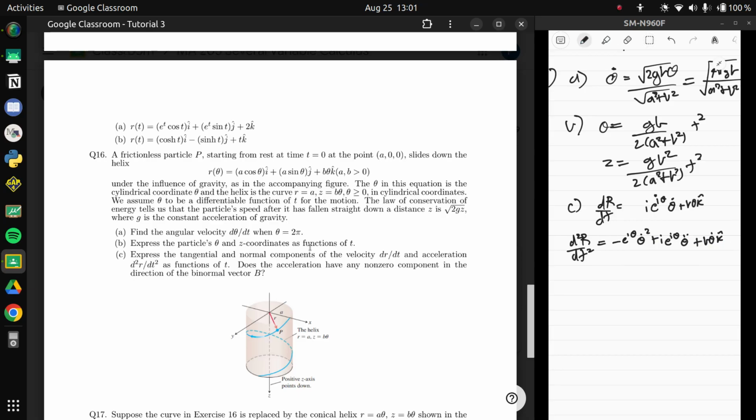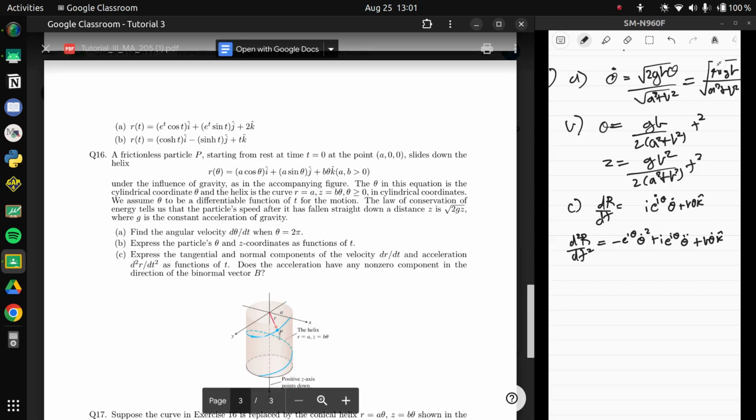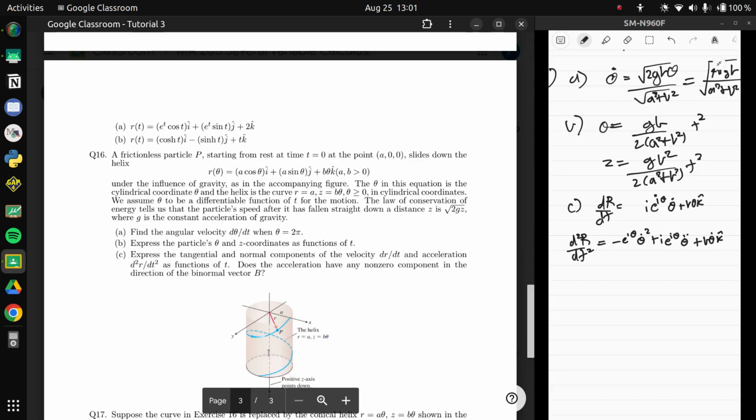I suppose when they said normal and tangential component, what they're asking is the component that is tangential to this surface, something like that. I have no idea what they're talking about. Sure, I'm just writing these as functions. Does the acceleration have any non-zero component in the direction of the binormal vector?